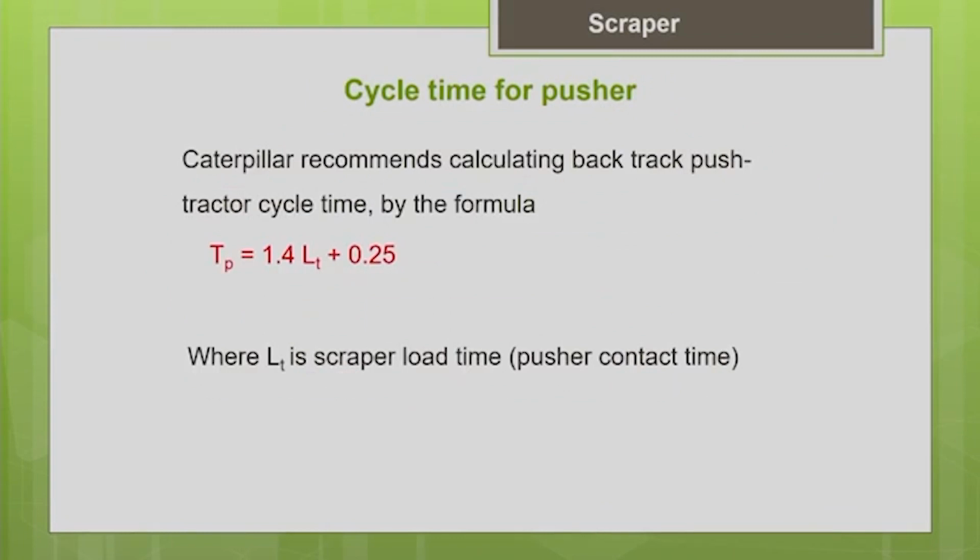There is a thumb rule or formula given by Caterpillar to determine the cycle time of the pusher. If you know the loading time of the scraper, you can determine the cycle time of the pusher. TP is the pusher cycle time and LT is the scraper load time, the contact time of the pusher with your scraper during the loading phase of the scraper. If you know the loading time, you can calculate the pusher time using this formula: 1.4 LT plus 0.25.